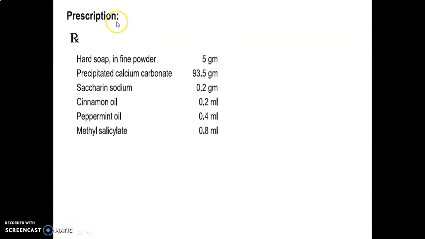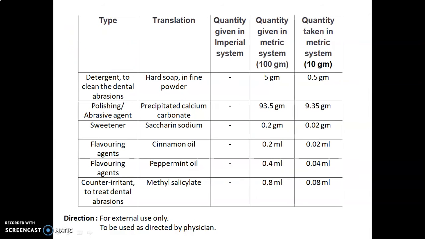This is the prescription, denoted by the symbol Rx. This is the prescription given over here. So let's discuss in detail the formula table: type, that is category, use or role of the ingredient, and translation, meaning the name of the ingredient. We don't have the quantity given in the imperial system, as no quantities are given in Latin terminology. Then the quantity given in the metric system to prepare 100 gram, and the quantity taken in the metric system to prepare 10 gram.